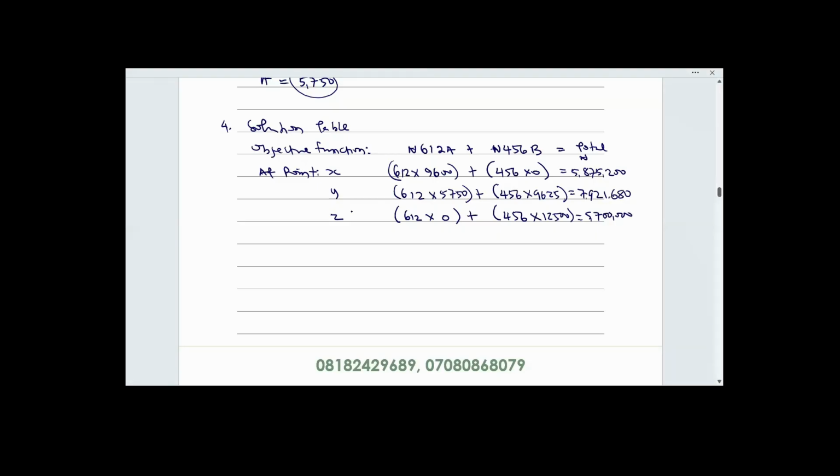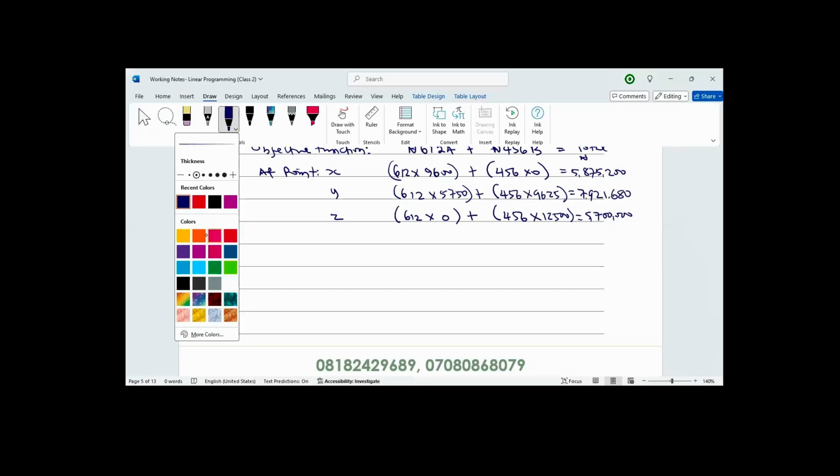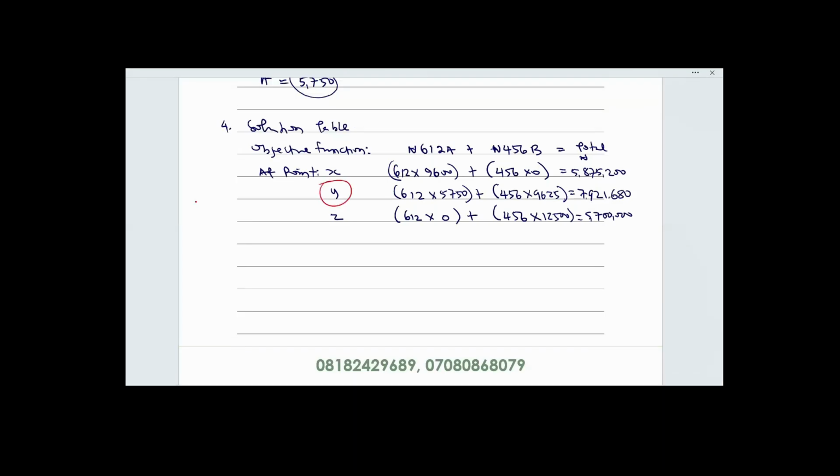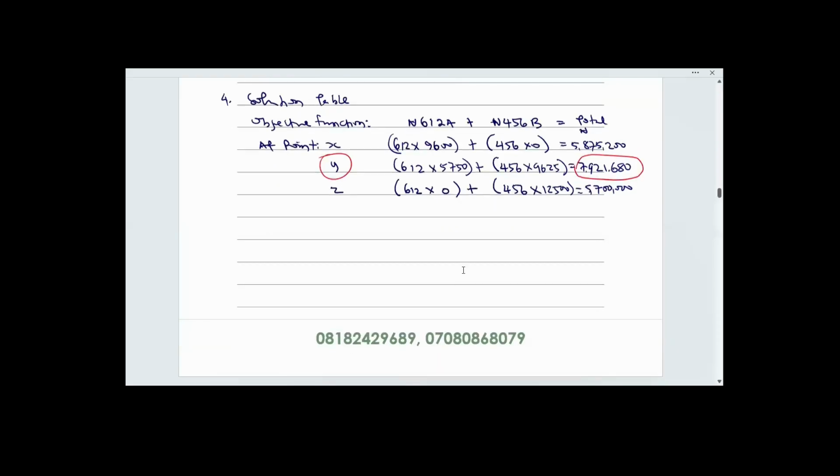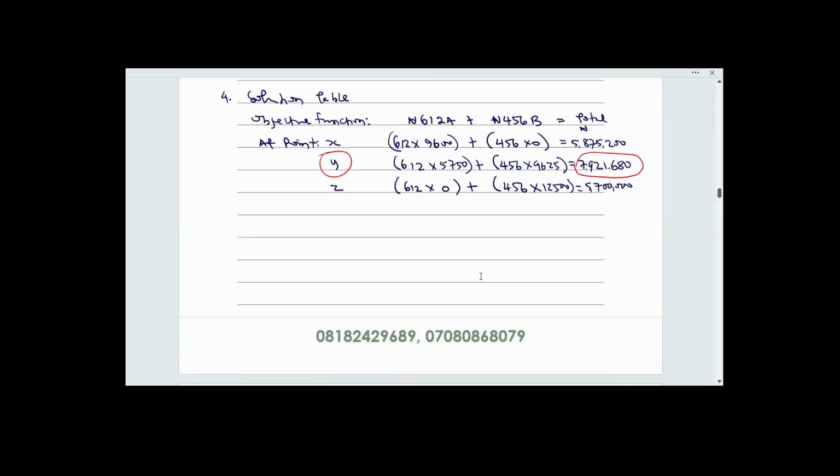Because we are maximizing contribution, we are expected to select the highest number. When you look at your total contribution, you notice that point Y has the highest number there. Let me circle it with red. So at this point Y, the highest total contribution is 7,921,680 naira, which is higher than the rest. That is the optimal level of activity. So this is the point we are going to make a decision on.